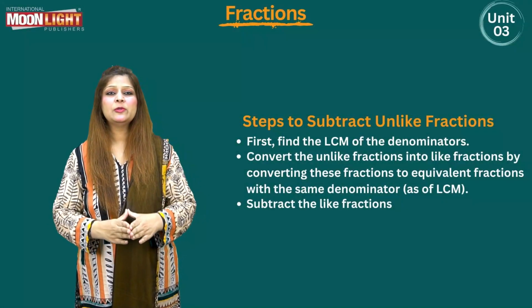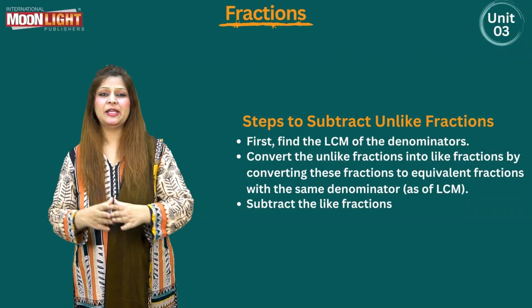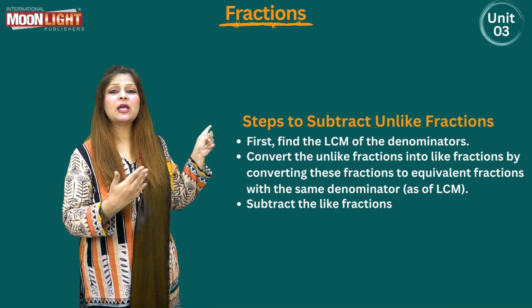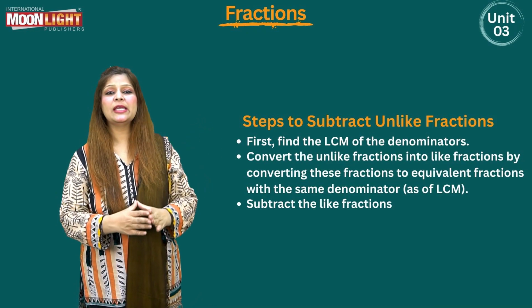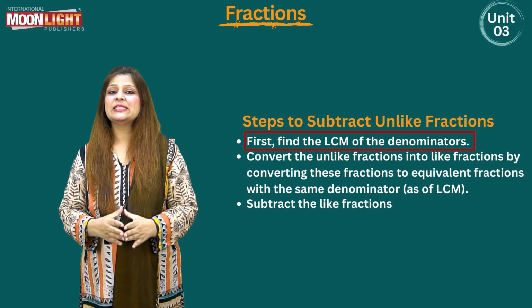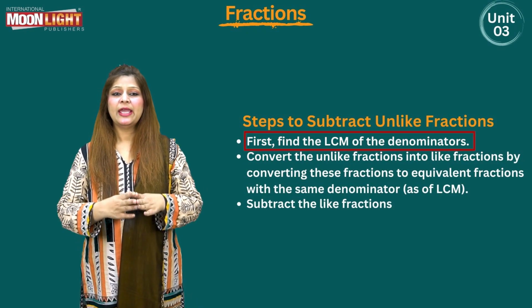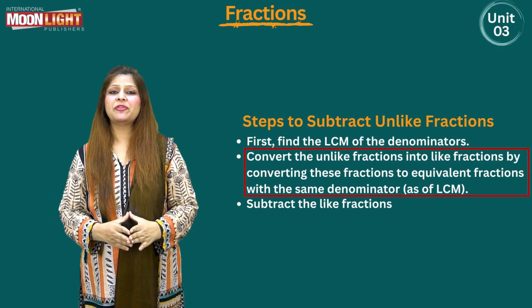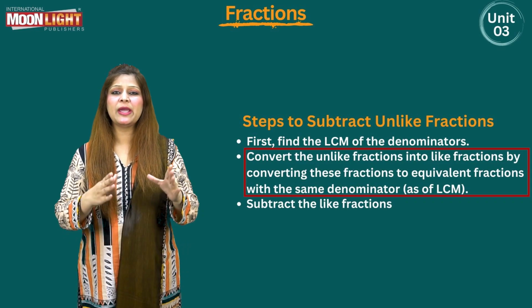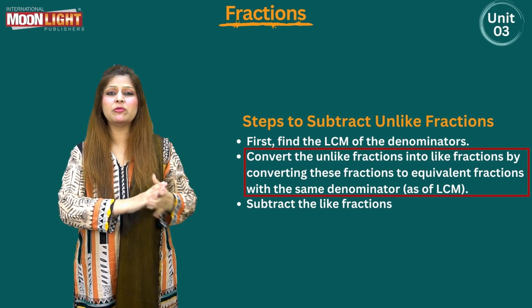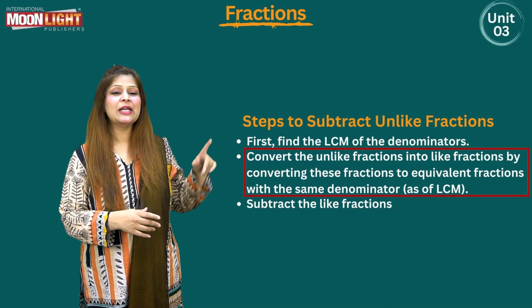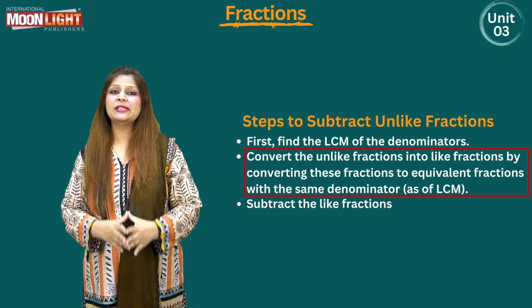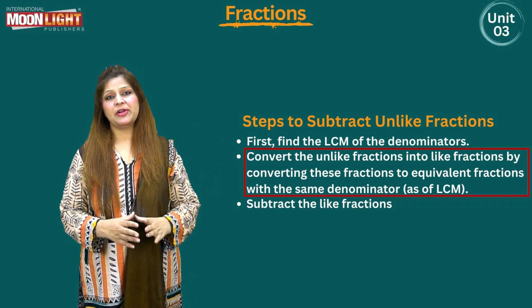Now I'm going to tell you the steps to subtract unlike fractions. The first one is find the LCM of the denominators. The second step is convert the unlike fractions into like fractions by converting them to equivalent fractions with the same denominator as the LCM. And the third and final step is subtract the like fractions.